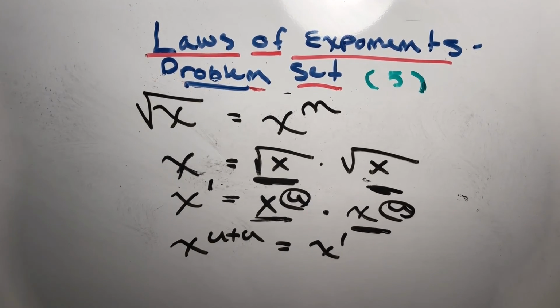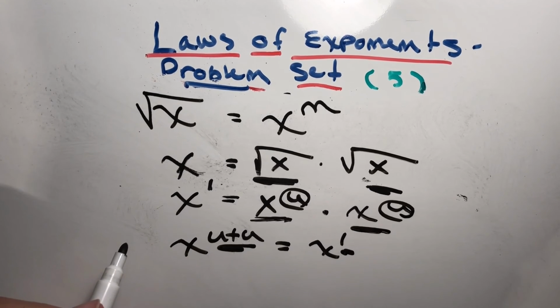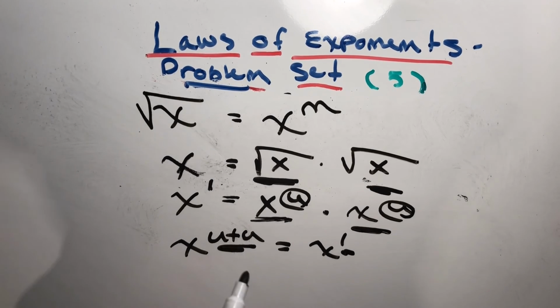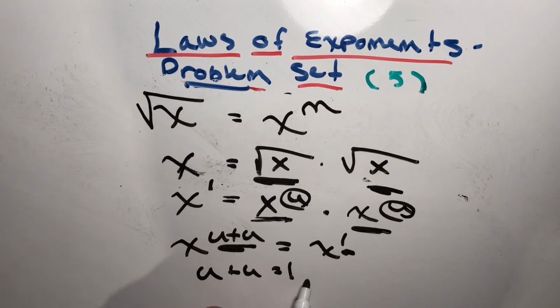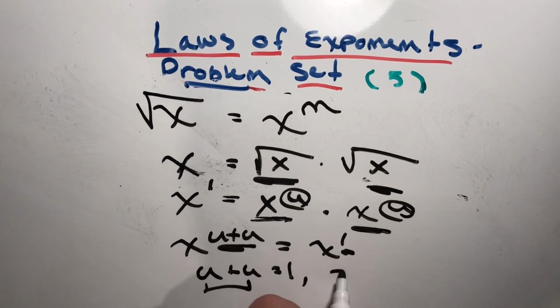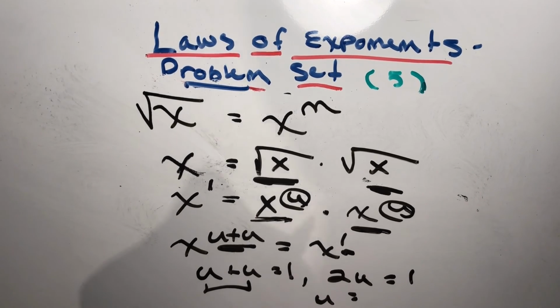Now we'd have to make these powers the same. So essentially the question is saying, when is u plus u equal to 1? In order for these to truly represent the square root of x, they have to be the same thing, and u plus u has to equal 1. That's just an equation. So that means that 2u, because we can just consolidate the u's, equals 1, and u is equal to 1/2.